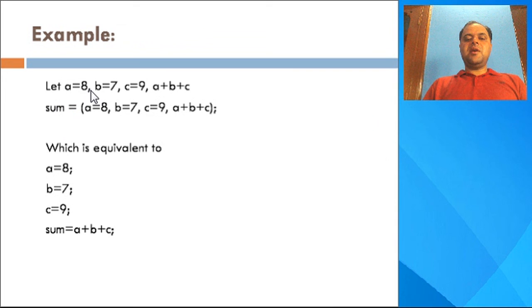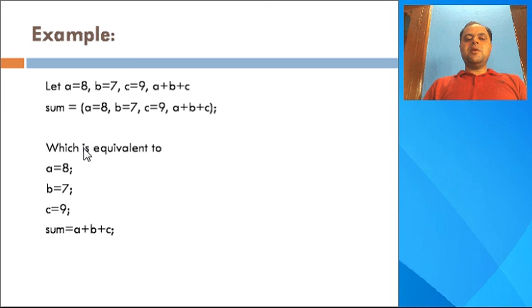Let's say I have assigned value 8 to A, 7 to B, and 9 to C, and then sum equal to the sum. First it will assign 8 to A, then 7 to B, then 9 to C, and then it will calculate the sum and assign it to sum. So 8 and 7 is 15, 15 and 9 is 24. So 24 will be the sum.